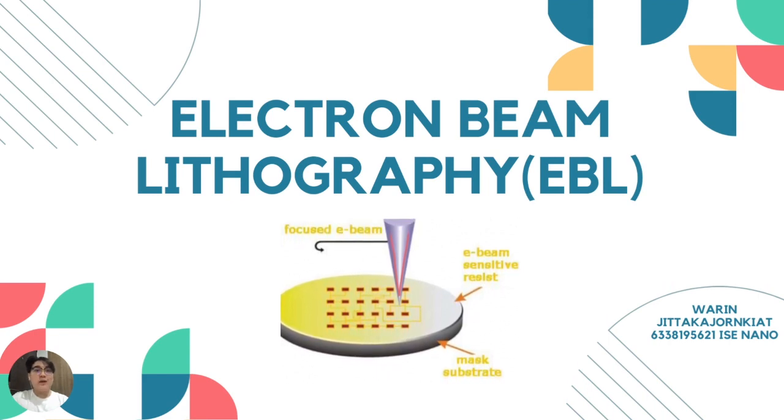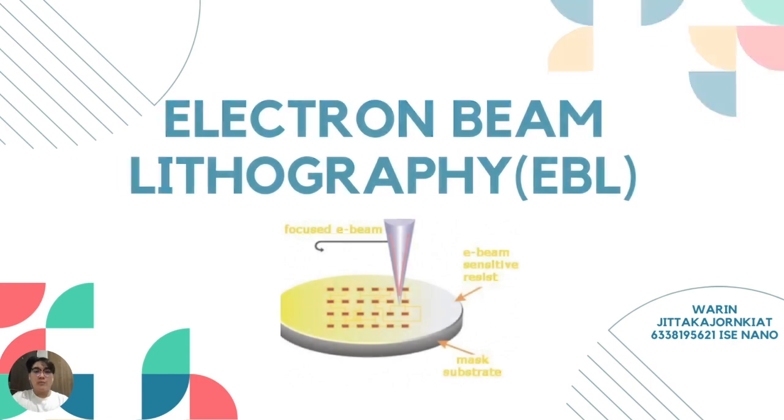EBL is a method of high resolution nanofabrication that uses a concentrated electron beam to create precise patterns on a substrate. It is adaptable and direct write, right for prototyping and research. Due to proximity effect and charging problems, it is slow and expensive.